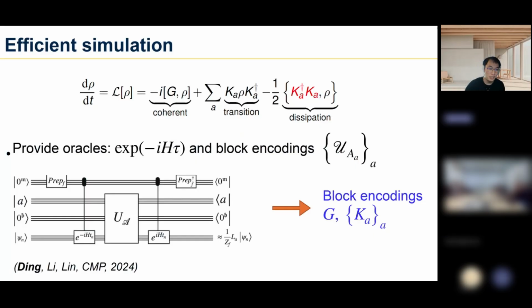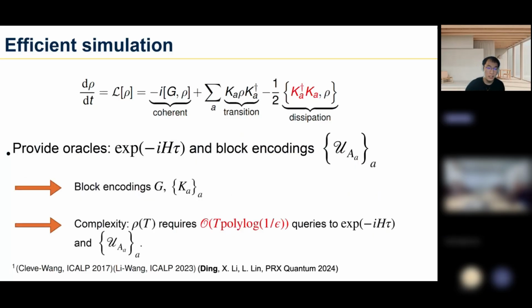Right. So in fact, in the later part of my talk, I will introduce the end-to-end complexity of our algorithms, and there you will see where the system size dependence comes from. Okay. Sorry for the interruption. Thank you. Yeah, it's okay.